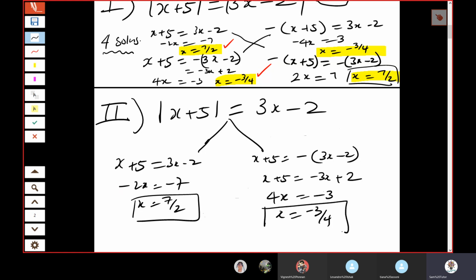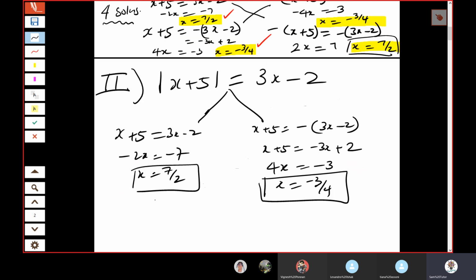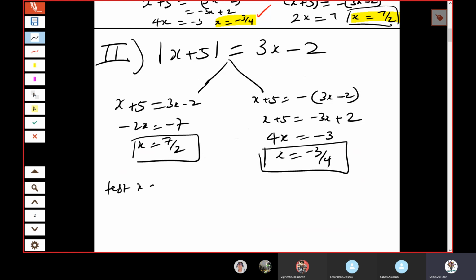Now, you can't cross out anything yet. You can't say, oh, this doesn't work. You don't know. So you've got to sub it back in. I'm going to test x equals 7 over 2. 7 over 2 plus 5 is 8.5 on the left-hand side, which is still absolute value, so it's positive. On the right-hand side, 3 times 7 over 2 minus 2 is 8.5, positive. Happy day, this one's not wrong, so this one's right.